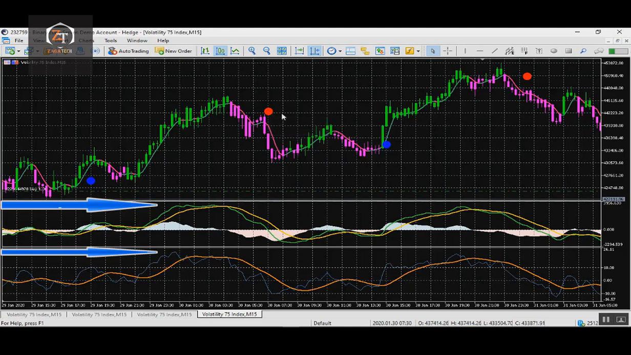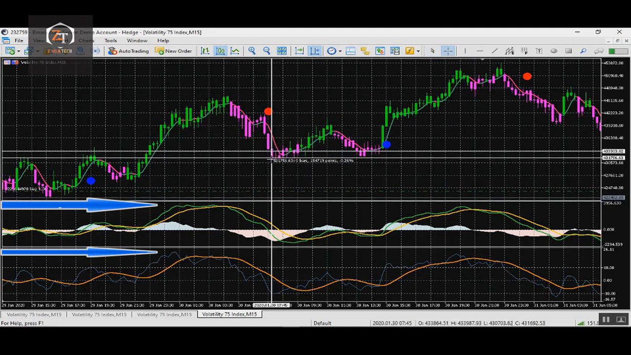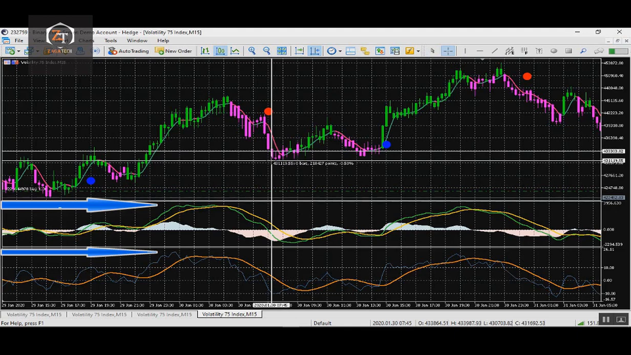Now, concerning this signal here, assuming you got a signal on this candle and you place a sell from here to here, definitely you're going to be in a very good profit. If you have a good capital, guys, you're going to be in good profit. And always use your trailing stop loss.